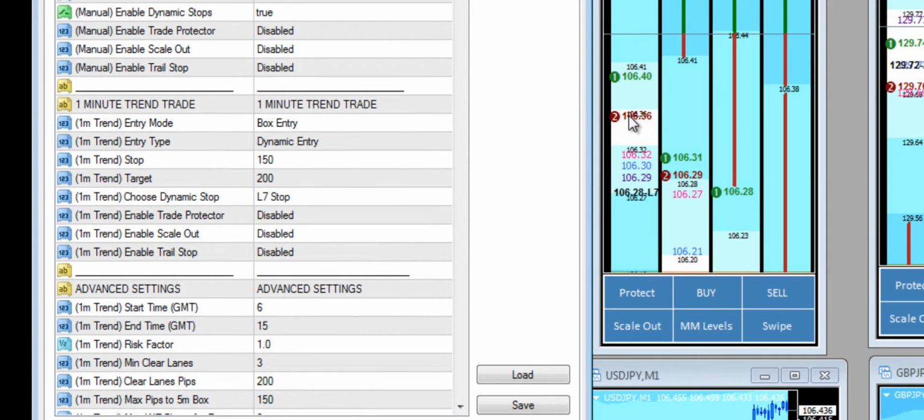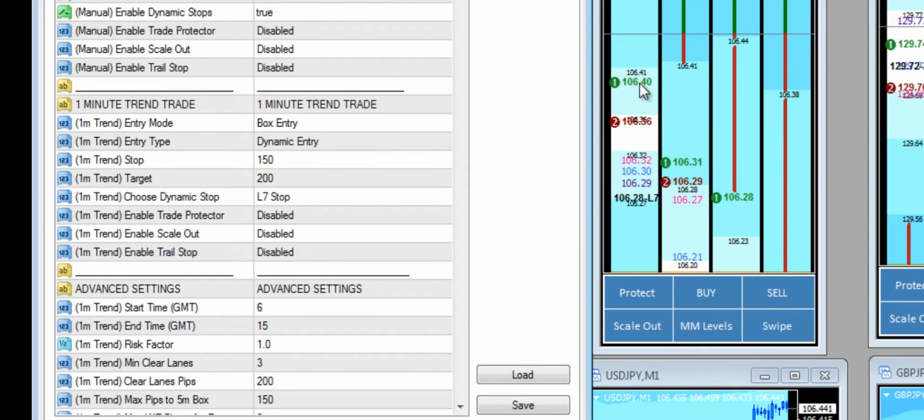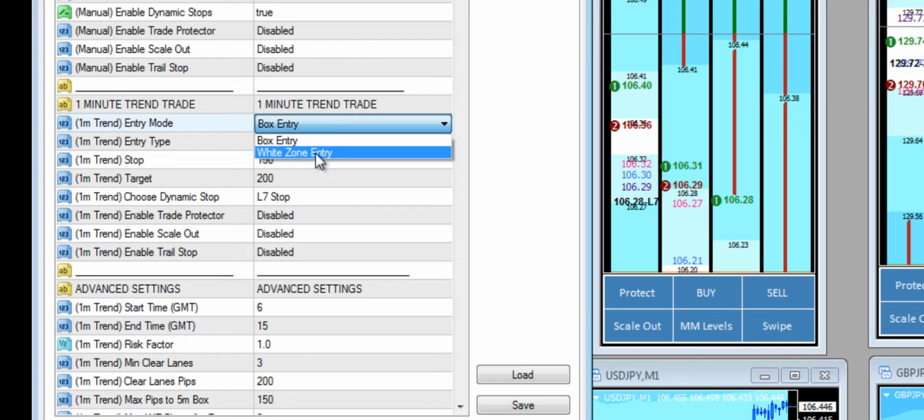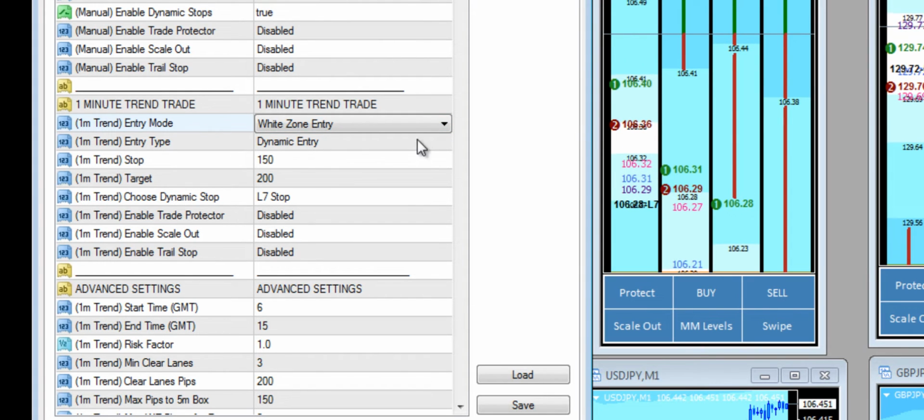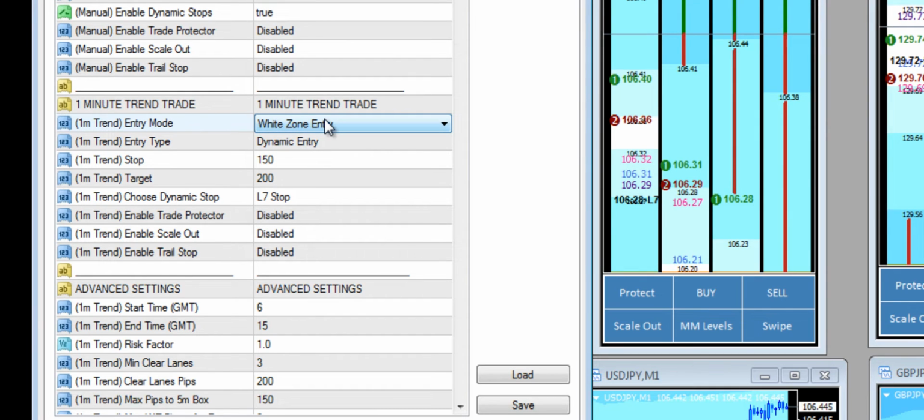A white zone entry is a little more conservative. You don't have to jump way out onto the outskirts of the trade. You can actually get a fast-moving trade that has pulled back somewhat to the white zone. So you can decide what kind of trades you like, a white zone entry or a box entry. If you change that, you'll get the alert when the price hits the white zone, not when it hits the 1-minute box. I think a lot of people prefer the white zone entry. I'm not going to lie to you, you get a lot better entry.